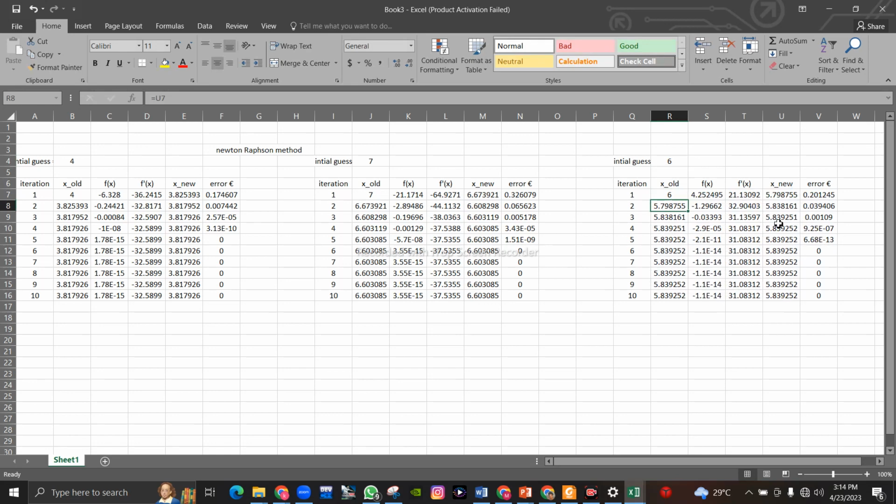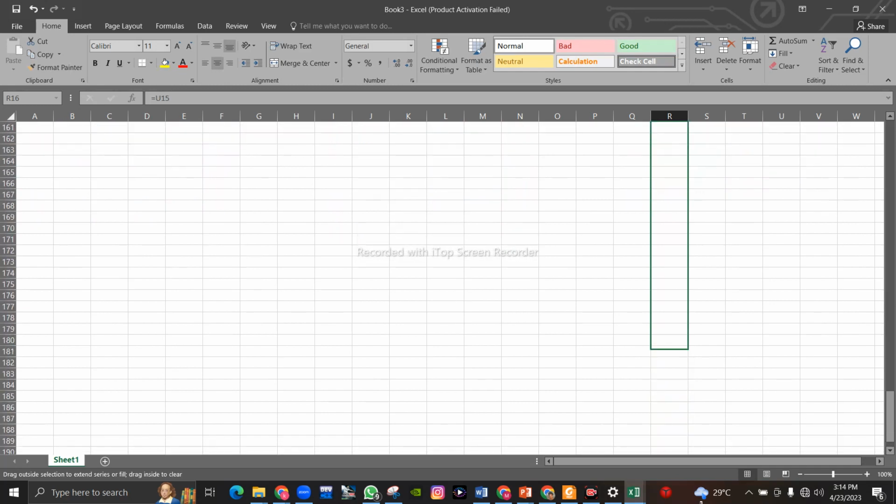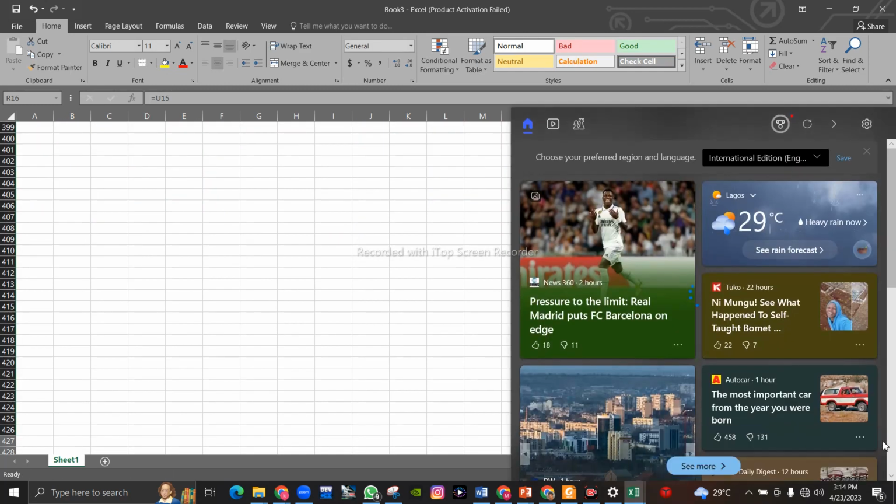Here, with an initial guess of 6, the answers have changed. This is the answer. Let's imagine we choose an answer that is too high. Let's say we choose 100. You see, it's not converging yet. But if I keep going down, it may converge to one of the answers that we need.